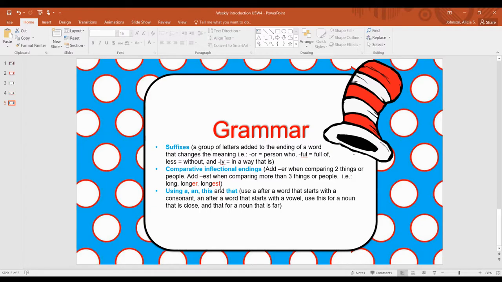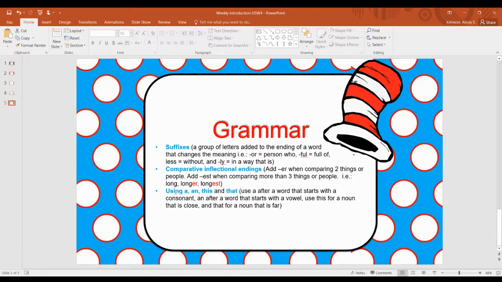Let's try to use longest. I know that in my classroom, I typically have more than 3 people in there. So I might say that Riley has the longest hair in my classroom. Because there were more than 3 people in my class, I was able to add EST to the end of long and say that Riley has the longest hair in the classroom.